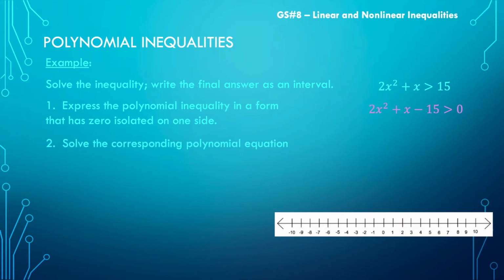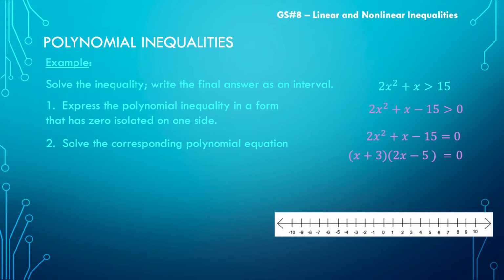Step 2, we're going to use that and solve the corresponding polynomial equation. So instead of that greater than symbol, we're going to replace it with an equal sign and then solve this quadratic. Now, you can solve by factoring, you can solve by completing the square, you can solve by using the quadratic formula, whatever method works for you. And I'm going to use factoring here because this one is easily factorable, and this equation will factor into the product of x plus 3 and 2x minus 5 equals 0.